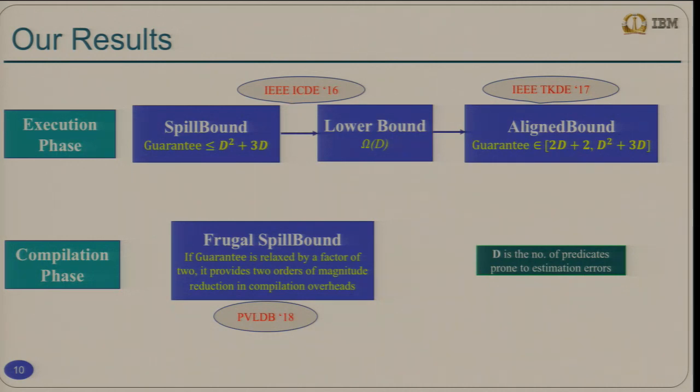Okay. In a recent work, what we have done is we have shown how you can actually get the same bound as what we have, but with completely eliminating the compilation phase overhead. Okay. So this is like the landscape of the entire work, and D here will always refer to the number of predicates in the query for which the estimation is difficult, or for which you are not confident of the estimation that you are going to come up with.